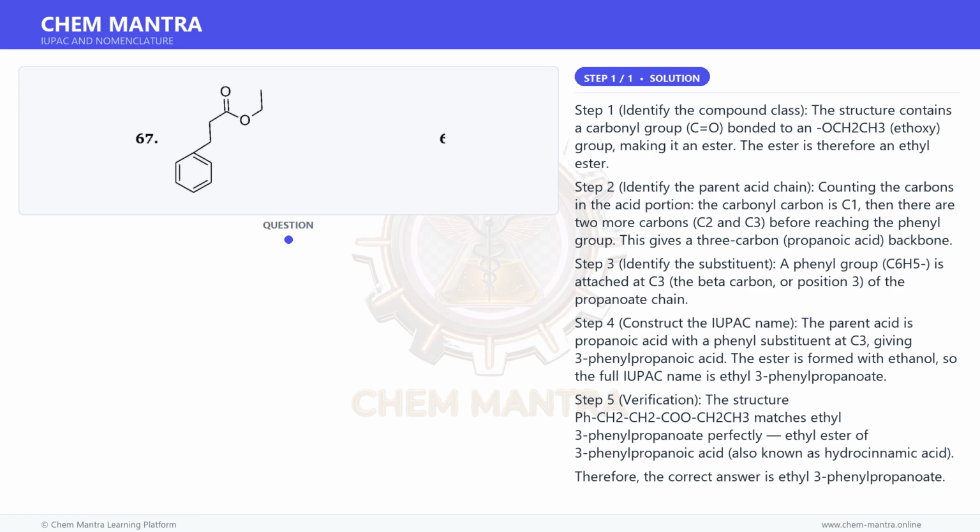Step 3. Identify the substituent. A phenyl group, C6H5, is attached at C3, the beta carbon, or position 3, of the propanoate chain.